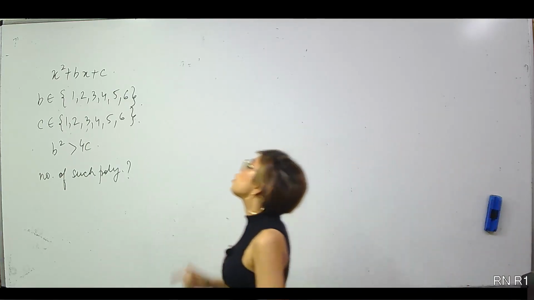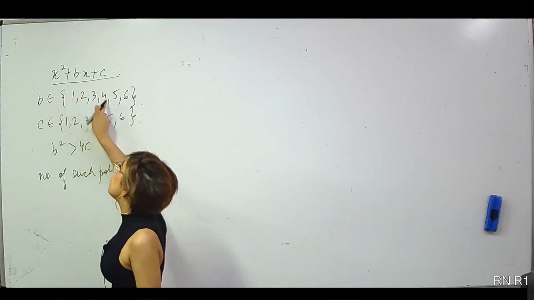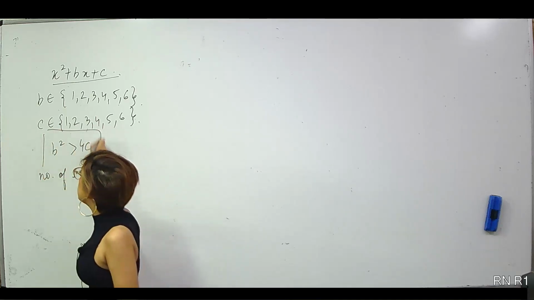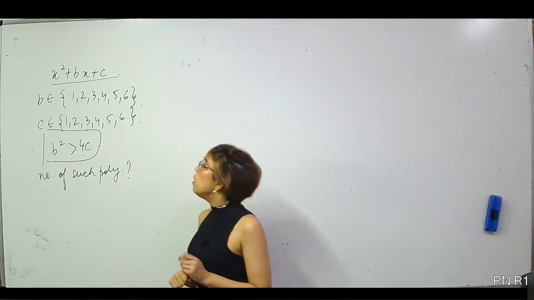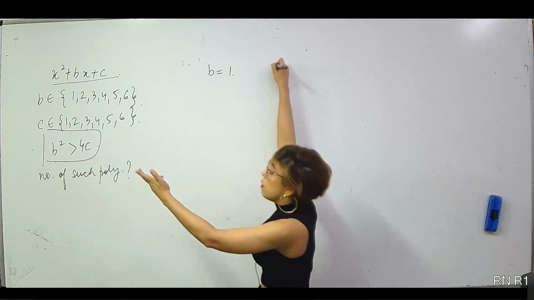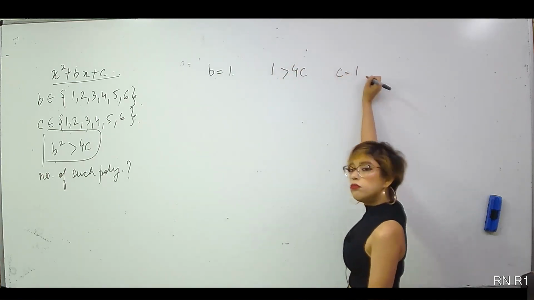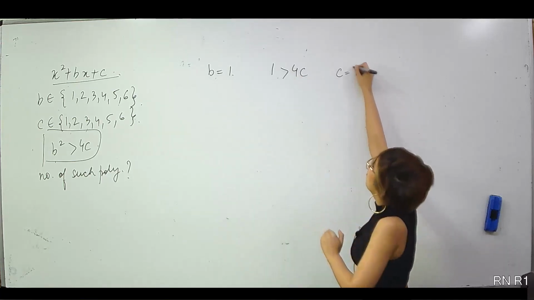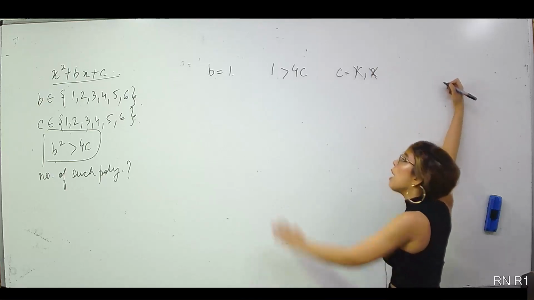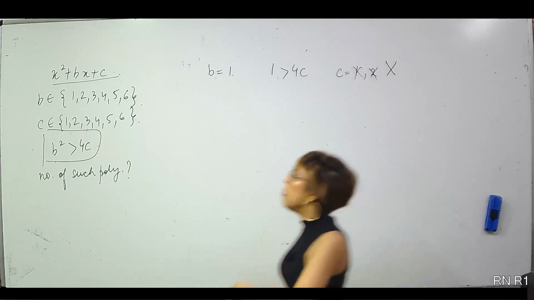Right, I think sufficient time. Now, my polynomial looks like this. B can be 1, 2, 3, 4, 5, 6 and C can be 1, 2, 3, 4, 5, 6, and this condition needs to be satisfied. So let me take the possible values of B. When B is 1, that means 1 squared, which is 1, should be greater than 4c. Now, can you put C as 1? 1 greater than 4? Of course not. Can you put C as 2? 1 greater than 8? Of course not. 3? No. In fact, when B is equal to 1, you will not get any value of C. Okay? So 1 is done.